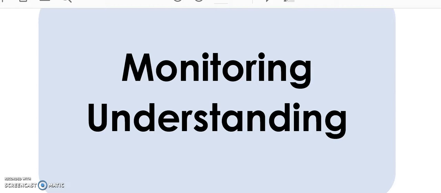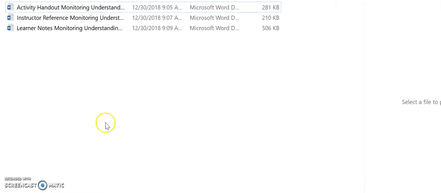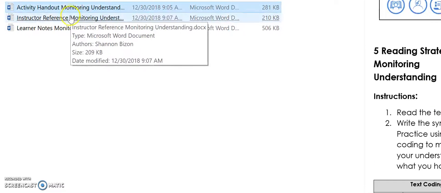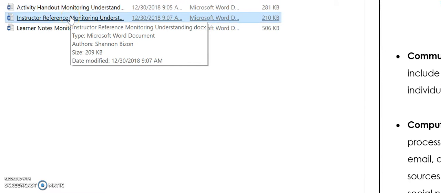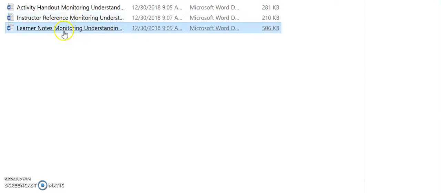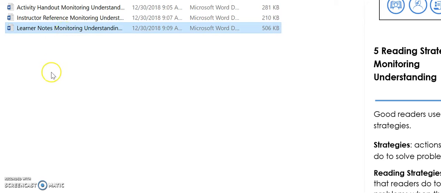When you don't understand something as you read, it is important to use fix-up strategies instead of just skipping past something you don't understand. For this screencast, let's take a closer look at the CLB3 materials. In this folder, you will find the activity to practice the strategy, instructor reference information which you will need to project as part of the lesson, and learner notes for the strategy. You will need all of these resources and they are all referred to within the lesson plan for this particular strategy.